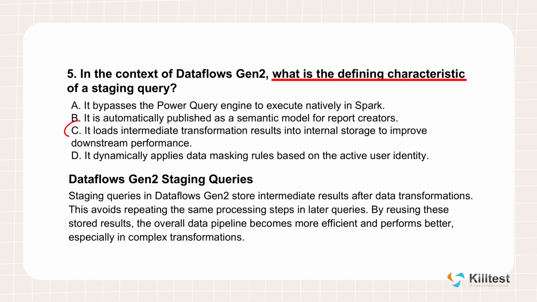Oh, absolutely. Now, looking at option A, does it bypass the Power Query engine? No. Staging queries are very much evaluated by the Power Query M engine. They don't bypass it for Spark. Got it. What about option B? Does it automatically publish as a semantic model? Definitely not. A staging query is an intermediate data flow step. You still have to deliberately output your final data to a destination and then build your semantic model on top of that yourself. Right, it doesn't do it for you. And option D, the data masking. Incorrect. Because applying dynamic data masking based on user identity is a security function handled much later in the architecture, usually at the SQL or semantic layer, not during a data flow Gen 2 staging query.